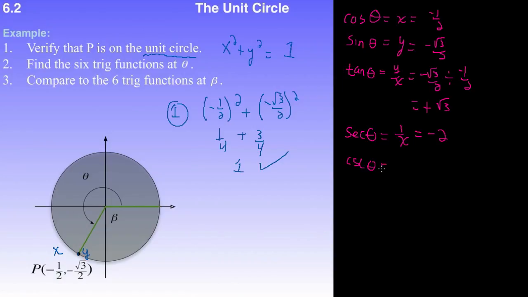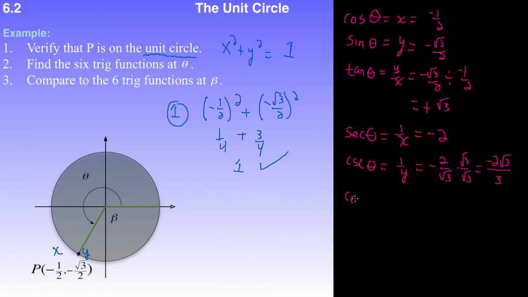Cosecant theta is the reciprocal of sine, which is 1 over y. The reciprocal of this is negative 2 over root 3. In most cases, the square roots are going to be rationalized. In other words, you can't have a square root in the bottom. So if I were to multiply both of these by root 3 over root 3, I'm going to get negative 2 root 3 over 3.